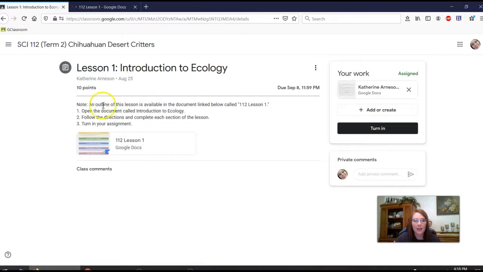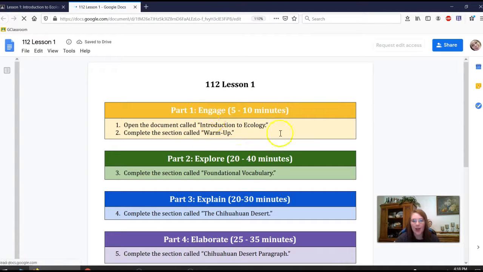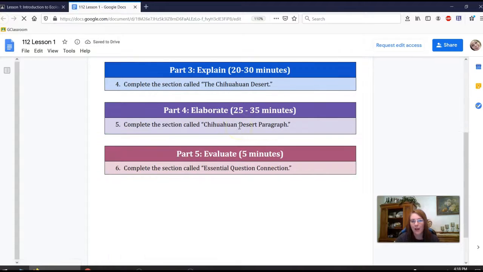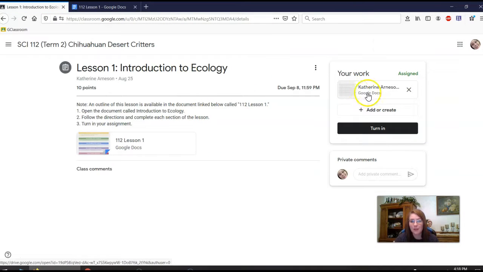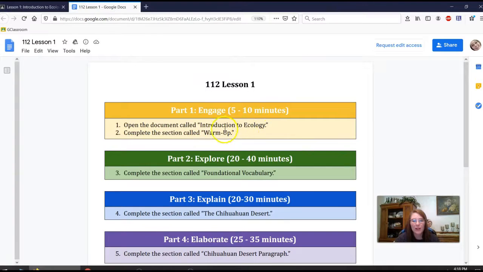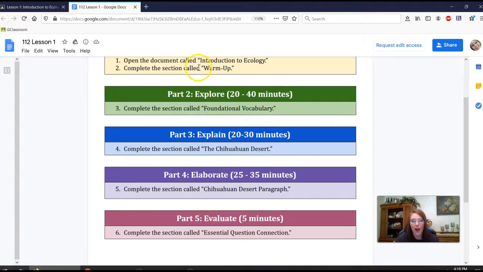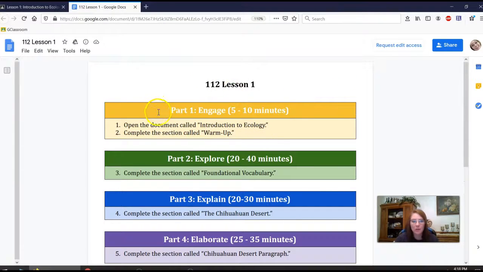The directions say, note, an outline of this lesson is available in the document linked below called Lesson 1 for 112. So when you open this, it has a color-coded, basically, outline of what the lesson is. All this information is actually going to be in your assignment in order. So you don't really have to look at this every time, but if you want to, it helps you break this up into small chunks. Here's my first small chunk. I'm going to do the warm up first, and then I'm going to do this chunk. You could do that too, because that might help you pace yourself.